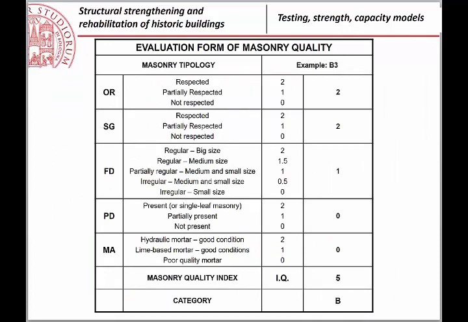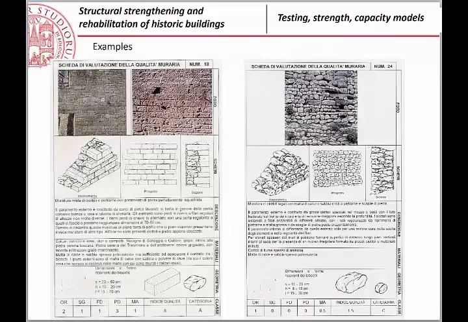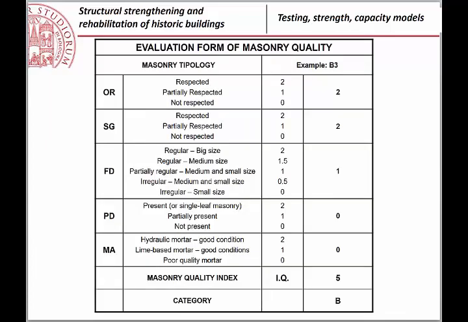Then there are two other categories, very, very simple. The fourth one is the presence of connection elements. So either they are present, partially present, or not present, you have three categories. And the quality of the mortar. If it is a hydraulic mortar in good condition, or a lime-based mortar of poor quality, those are three different categories. So how to judge the quality from all those categories?